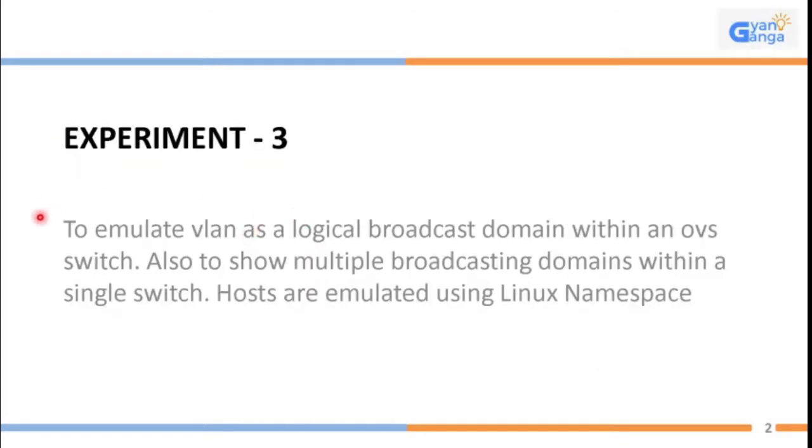To begin with, let us look into the details of the experiment. This is to emulate a VLAN as a broadcasting domain within an OVS switch. Also, we can show multiple broadcasting domains within the same switch. The hosts here are emulated using Linux namespaces. The conceptual understanding of this is in a video whose link is placed in the description box.